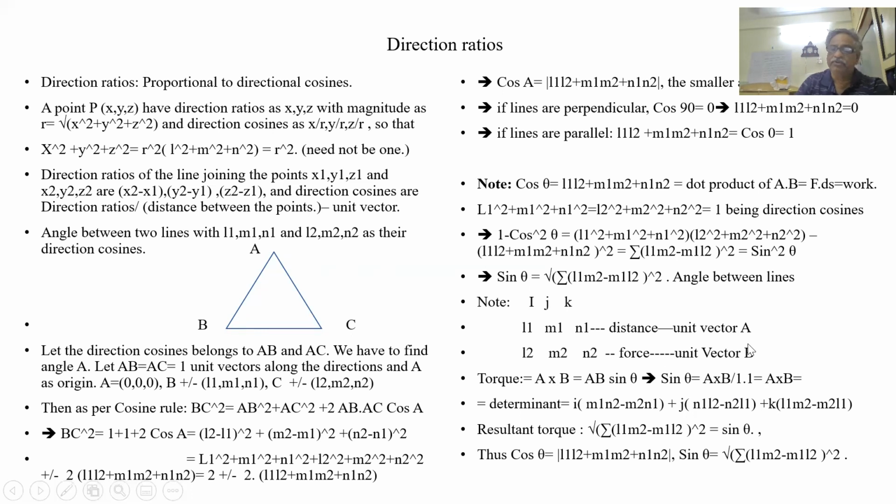So finally from this what we understood: cos theta is mod of L1 L2 plus M1 M2 plus N1 N2. What is sine theta? It is equal to square root of, because what is AB sine theta? A cross B, AB sine theta. A is 1 unit because I have taken cosines of A, B is 1 unit, cosines of B, so 1 into sine theta. So sine theta is A cross B, which is nothing but the determinant of vector A and vector B. So this is sine theta. This is nothing but Lagrange's.